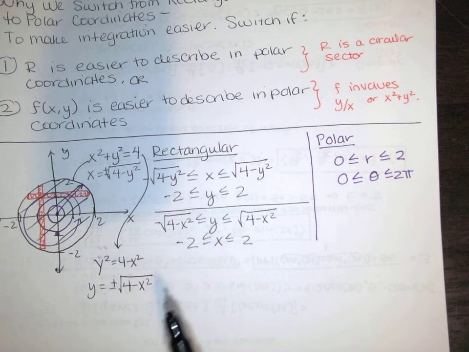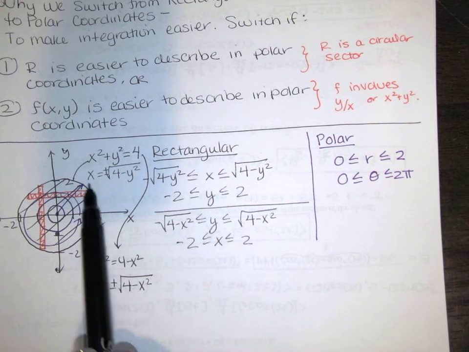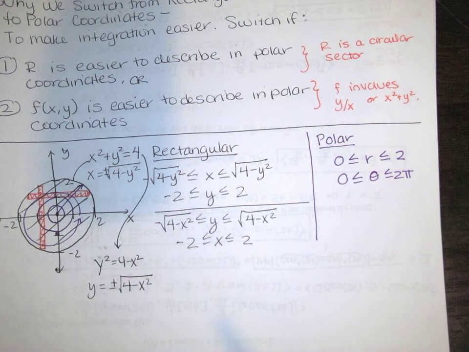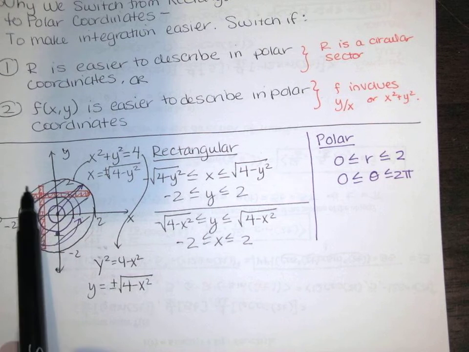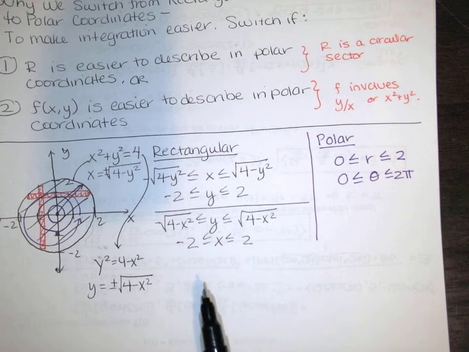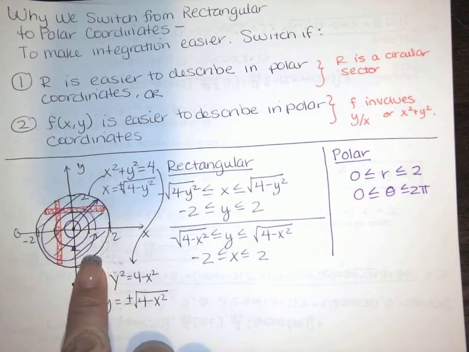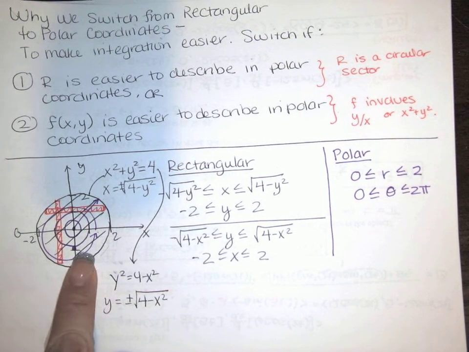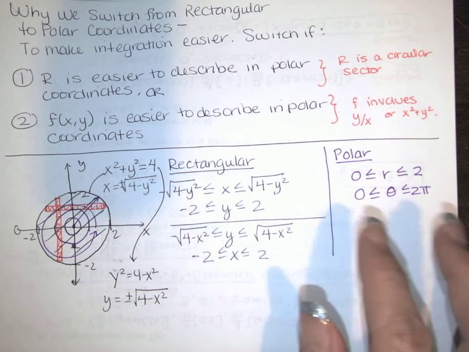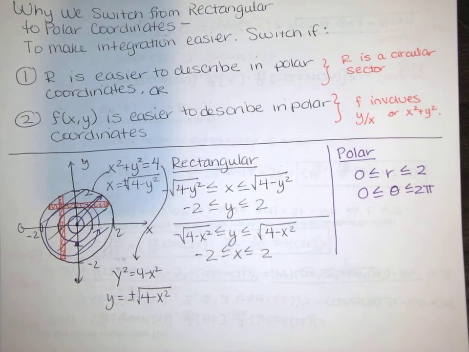It doesn't make sense to work in rectangular coordinates because this isn't even remotely rectangular. It's difficult to describe in rectangular coordinates, and that means the calculations are going to be harder. So that's an example. If we're integrating over a circular sector like this, it would probably be easier to switch from rectangular to polar coordinates.